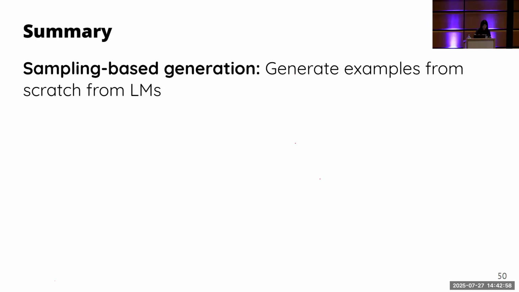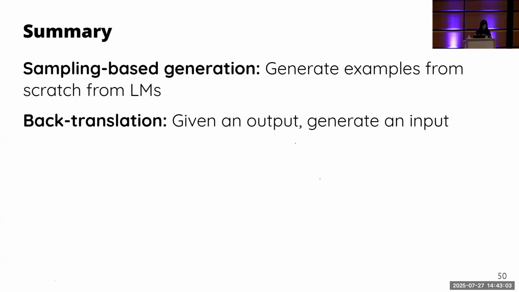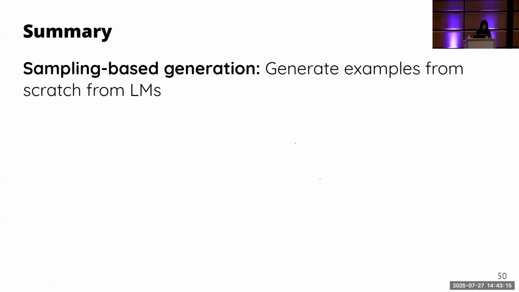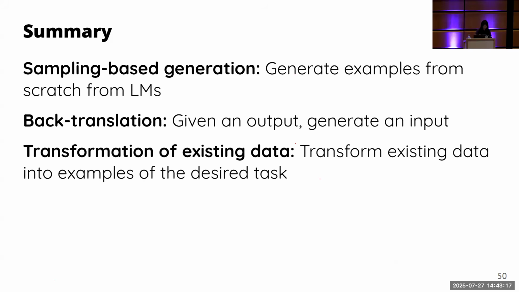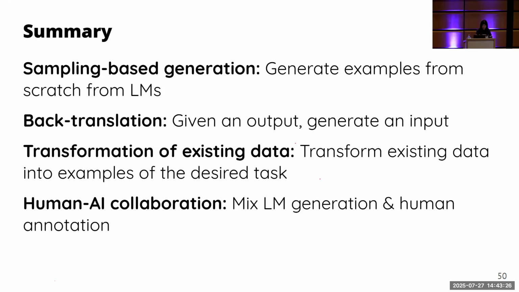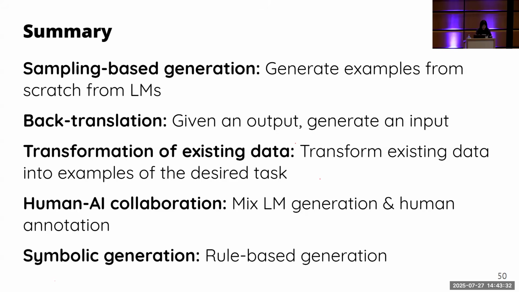Okay, so to summarize the approaches section, we talked about sampling-based generation, where we generate examples from scratch from language models. Then we talked about back translation, where you're given an output and the model is asked to generate an input. Transformation of existing data is a broad class of methods where you transform existing data into examples of the desired task. Human AI collaboration is where you mix language model generation and human annotation. And finally, symbolic generation, which is rule-based and does not use language models at all.